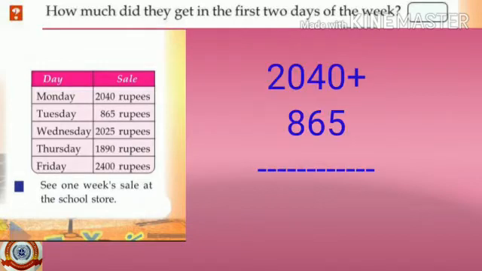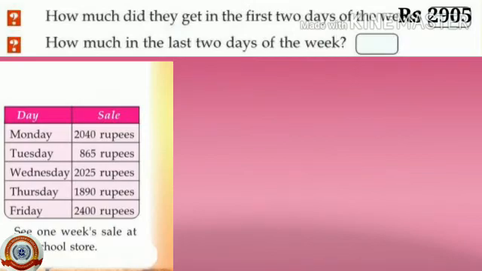2040 plus 865. 0 plus 5, 5. 6 plus 4, 10. For 10, 0 here, 1 is to be carried in the hundreds place. 8 plus 0, 8. Plus 1, 9. Then 2. 2905. How much did they get in the first 2 days of the week? 2905 rupees.